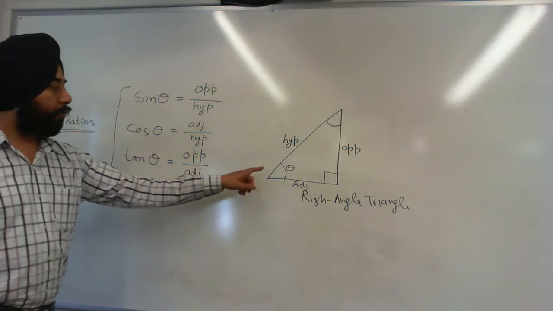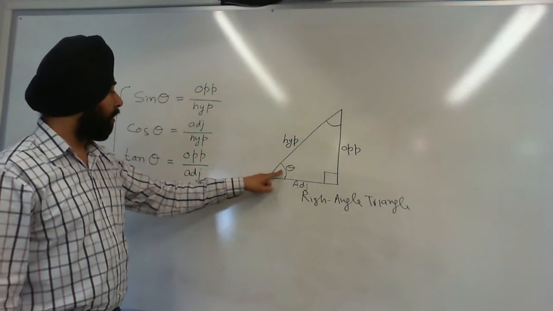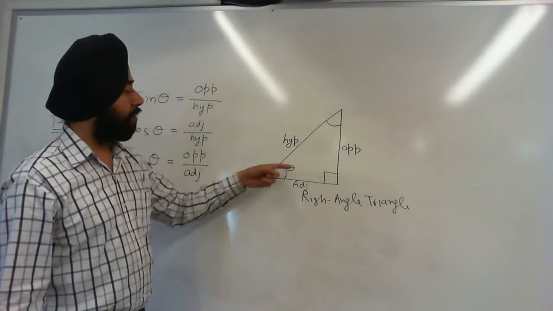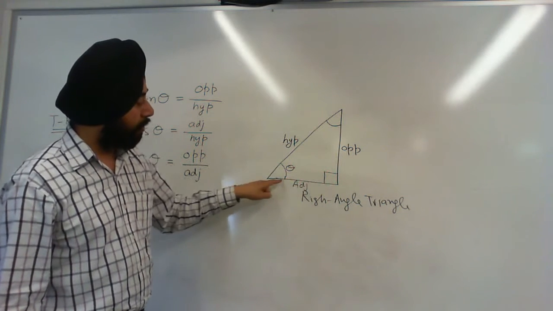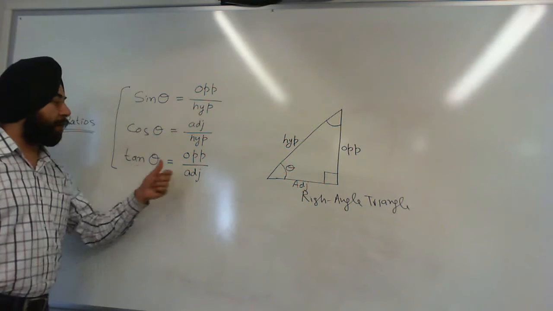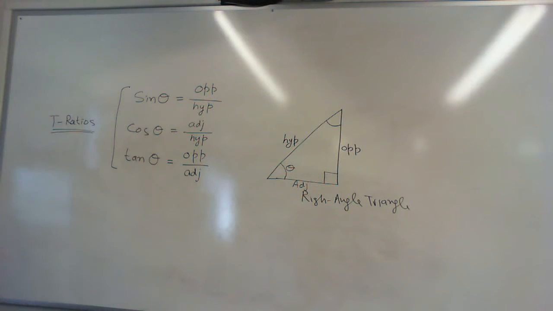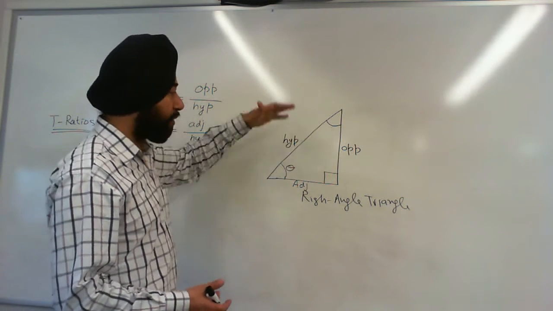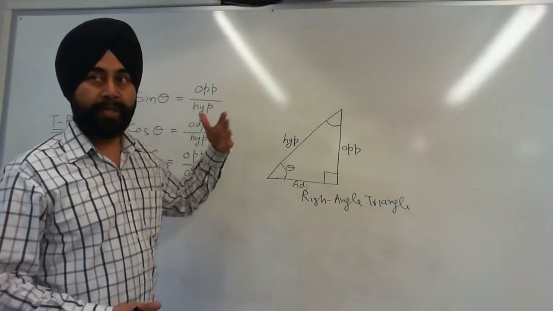Now for this angle, you want to find tan of this angle. So this is opposite, this is adjacent. That means this length divided by this length will be tan of this angle. But what if I switch this angle? If I make this angle theta, will you still use the same thing? No, that will change everything.